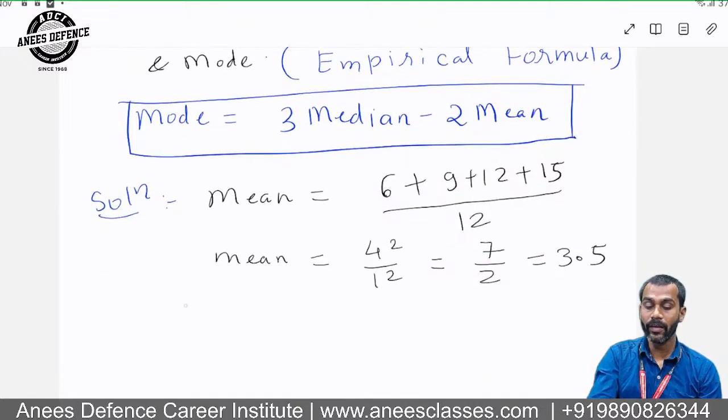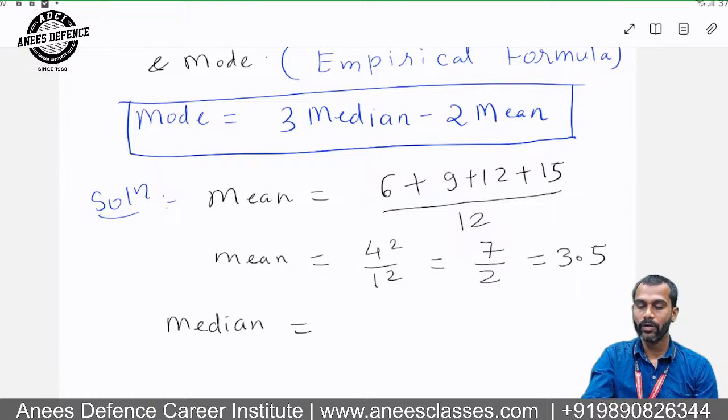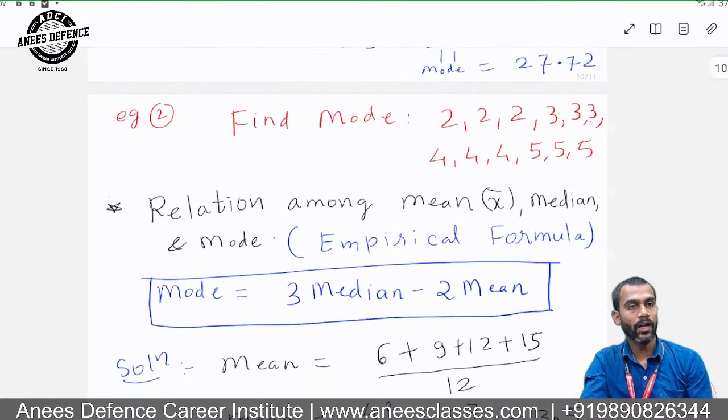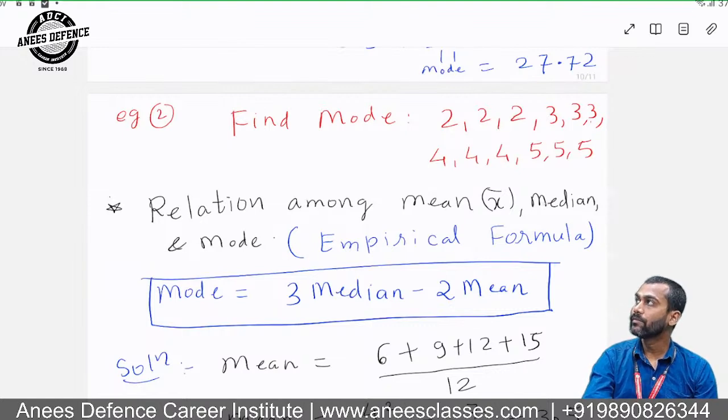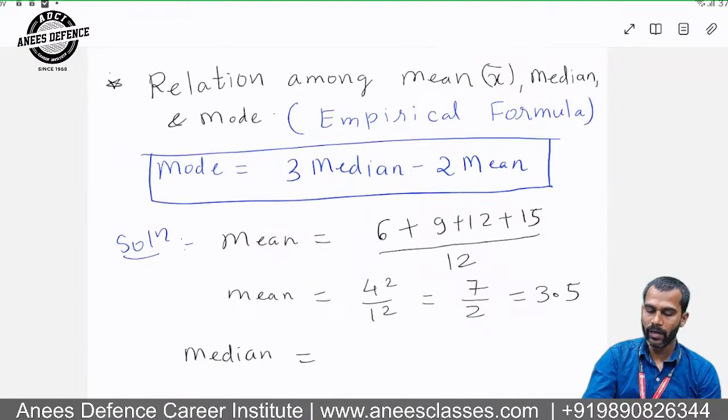Okay. What about median? Anyone? Median is what? The middlemost value. So the number of observations is 12, and all these observations are in ascending order. So 12 by 2 is 6, so the 6th and 7th observations. The 6th and 7th observations are 3 and 4. And the mean of 3 and 4 is 3.5. So can I directly write median is 3.5?